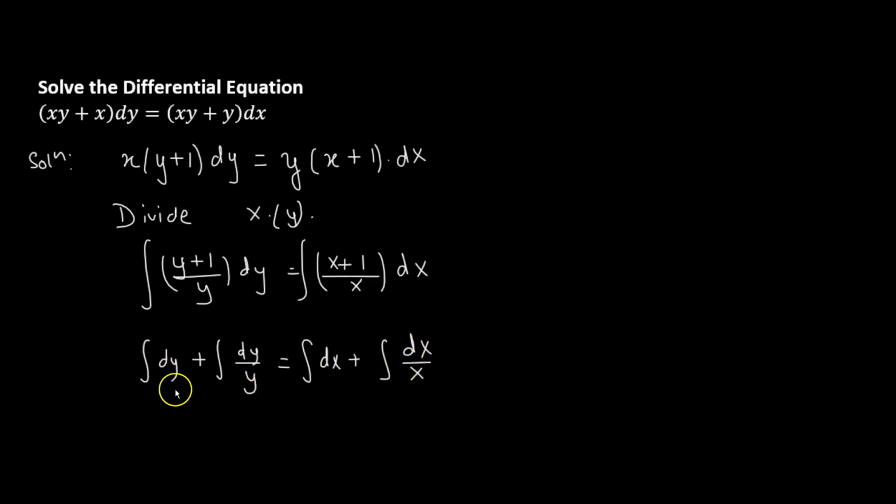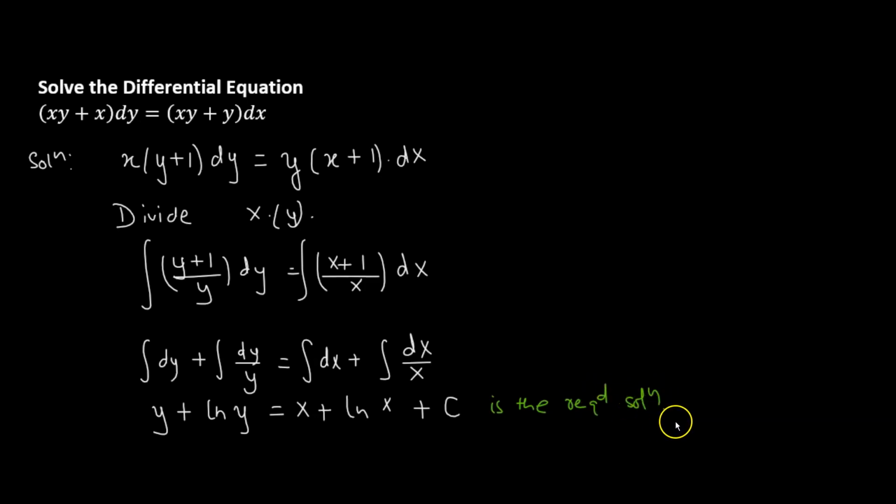So integration of dy will be y, plus integration of dy over y will be natural log of y, equals x plus natural log of x plus the constant of integration c, and this is the required solution to the given differential equation. Let's move on to the last and final problem.